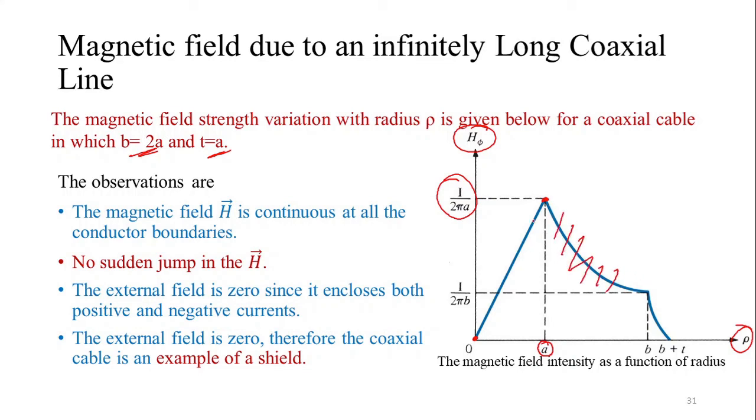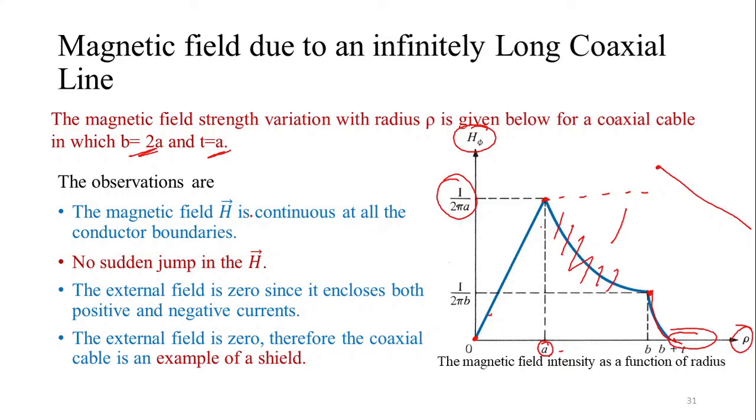This region can be explained. The inner conductor has a constant current value, and the outer current will produce an opposing field. So from a to b the field is decreasing with a negative slope, while already having a positive value. That's why you have a decreasing slope from the inner conductor to the outer conductor's inner boundary. Then through the thickness it gradually decreases, and outside b plus t the value is 0.